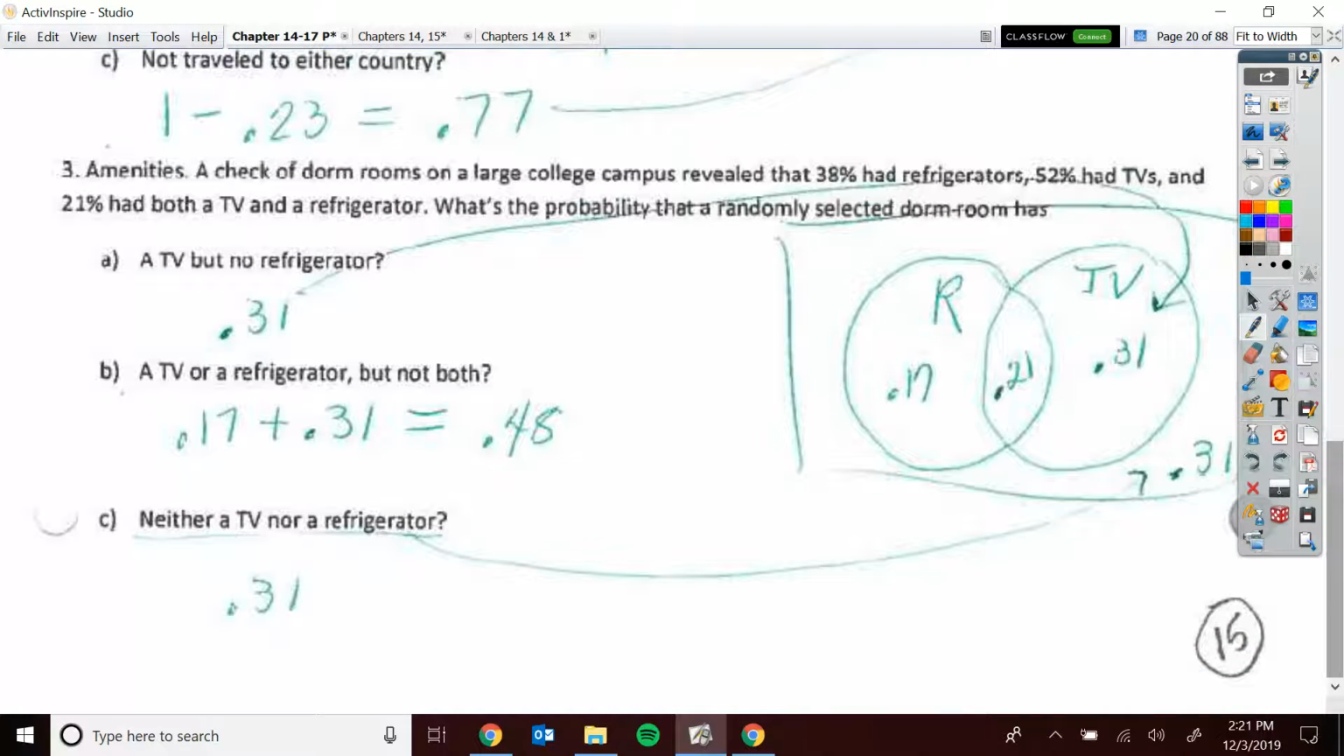All right. Last one. Here's your Venn diagram, and then you can answer those questions. So this was actually quite similar to the Venn diagram practice page. So just a little different format. All right, any questions on those ones?